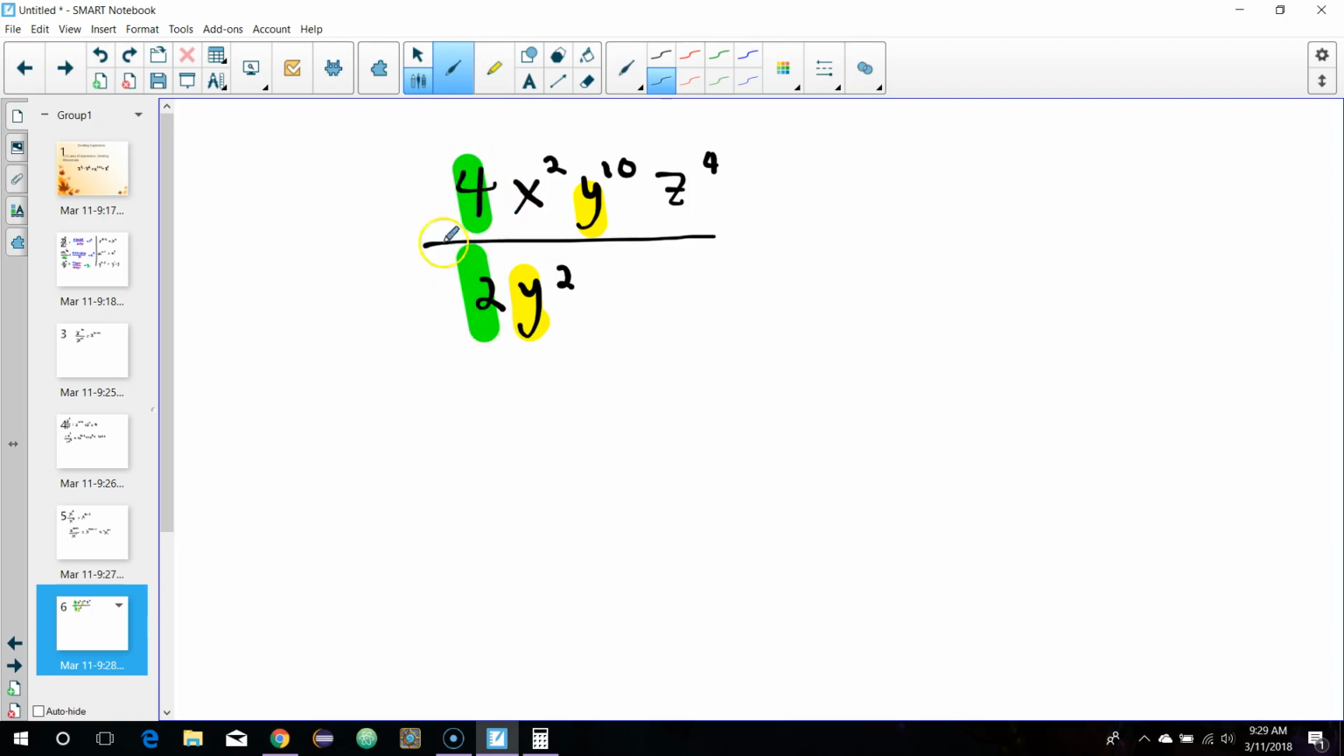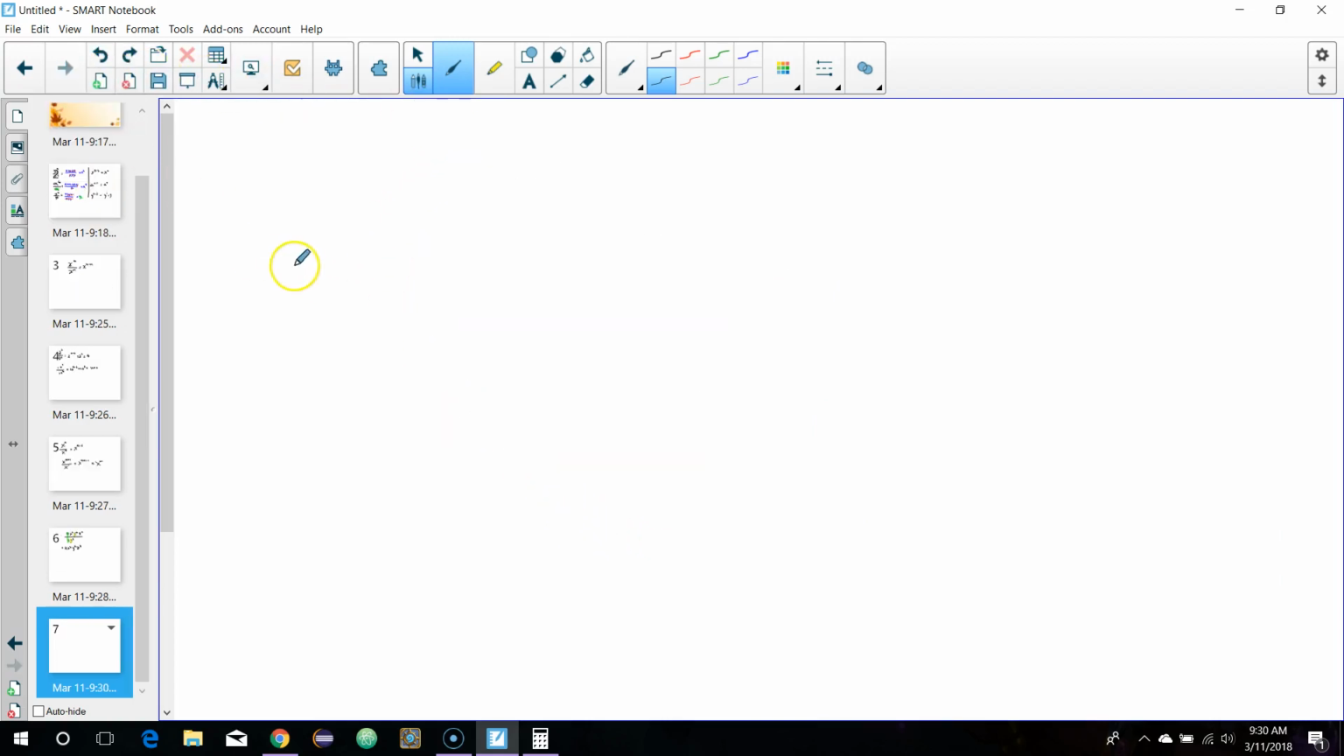So I'm going to do this green bit first. 4 divided by 2 is going to be 2. x, nothing I can do about it. y, 10 minus 2 is 8. z is going to stay, so it's going to be 4, 2x, y to the power of 8, z. So for this kind of question, just make sure you check all the bases, you check all these coefficients, and see if we can do something about the division.